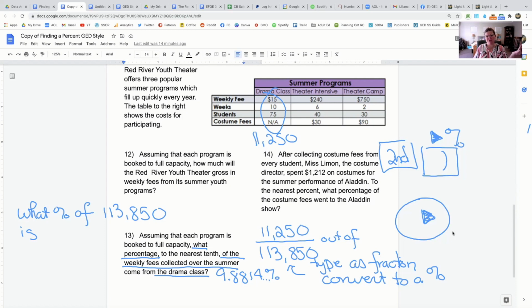This was a gross number. They may have asked us to round it. Let's go back and look. Assuming that each program is booked to full capacity, what percentage? Oh, there's some rounding language: to the nearest tenth. Tenth is one place after the decimal, cutting it off right there. My next number is big enough to matter. That's closer to 9.9% than it is to 9.8%. What percent of their total income comes from drama fees? 9.9%.